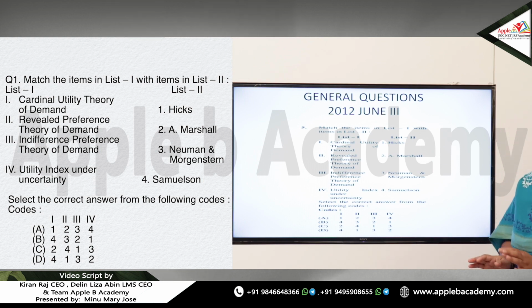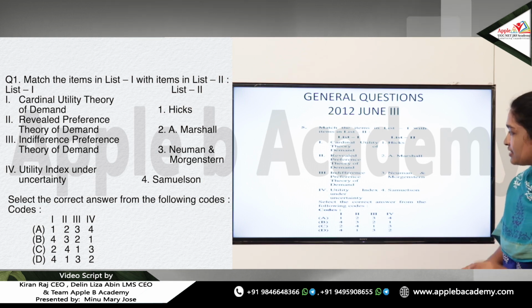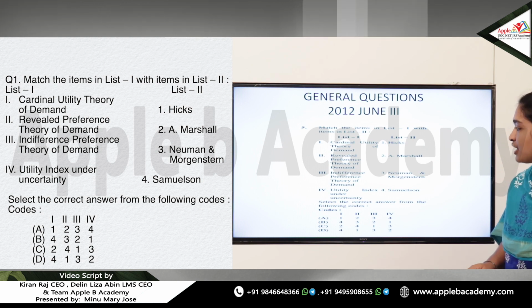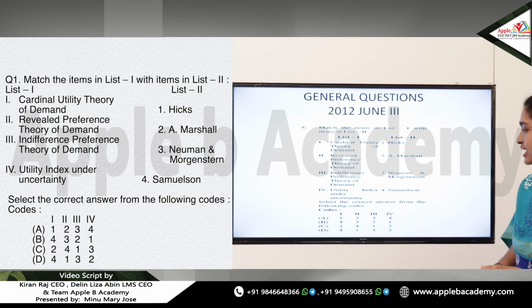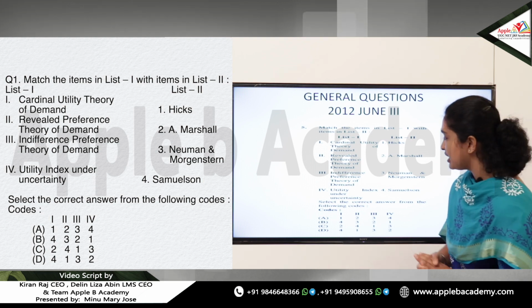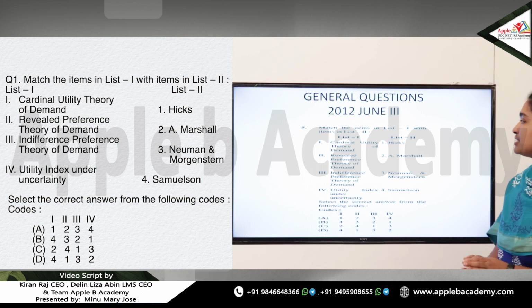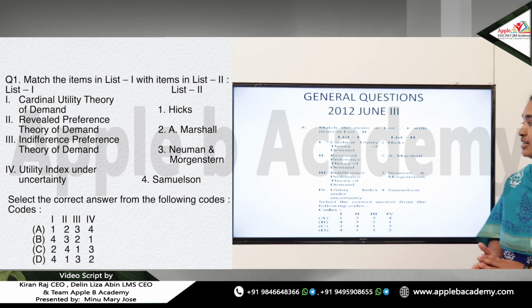The first one is cardinal utility theory of demand. The second is revealed preference theory. Third being indifference preference theory of demand, and the fourth is the utility under uncertainty. So the economists given are Hicks, Marshall, Neumann and Morgenstern, and the fourth one is Samuelson. Since this is a very direct question, we can easily match the theories with the proponents.